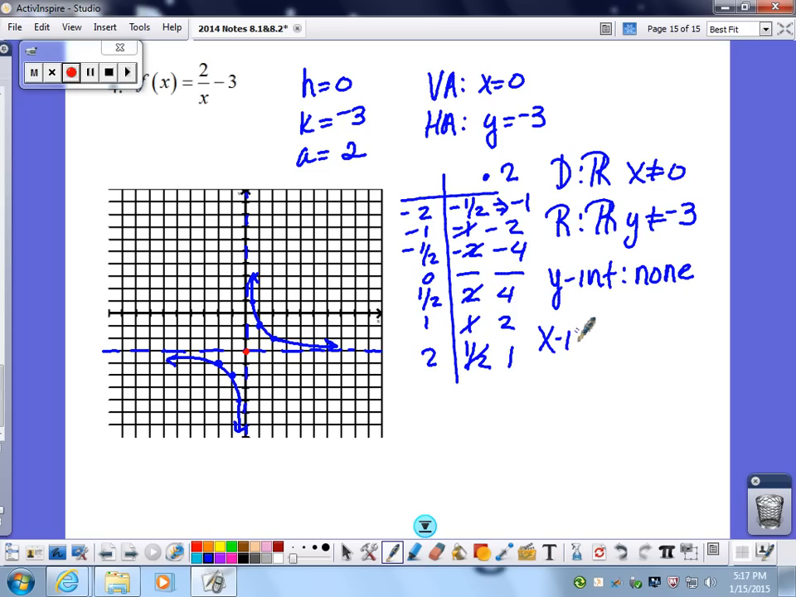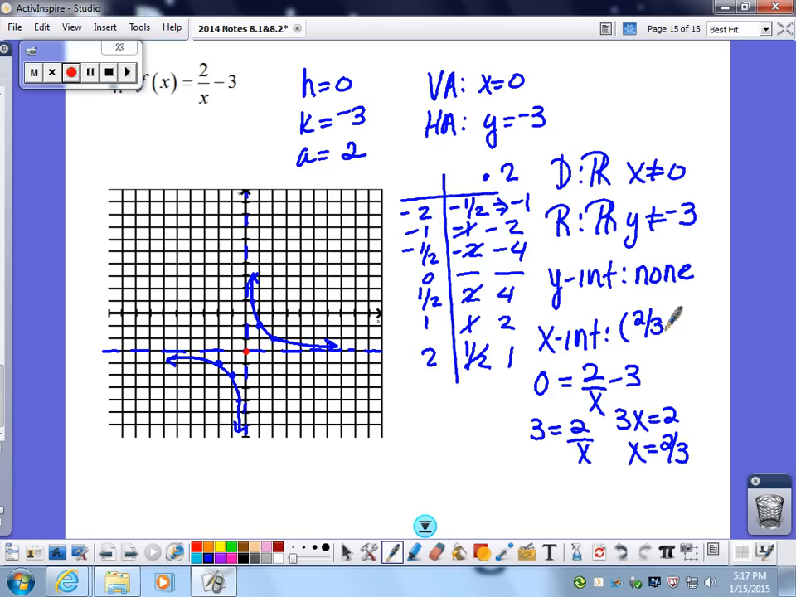Let's find that x-intercept. That's when y is 0. So plug in 0 for y and solve for x. 2 over x minus 3. Add 3. Cross multiply. Divide by 3. So our x-intercept is (2/3, 0).